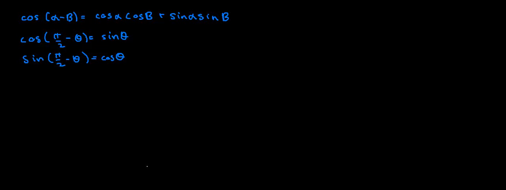Going to find the sum and difference formula for sines using these three formulas: the difference formula for cosine, and also the fact that cosine of pi over 2 minus theta is equal to sine theta, and sine of pi over 2 minus theta is equal to cosine theta. So first I'm going to start with the difference formula for cosine.